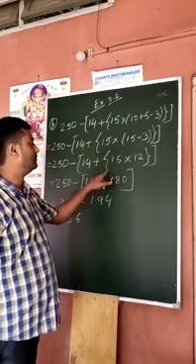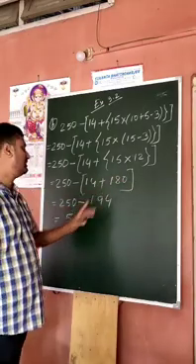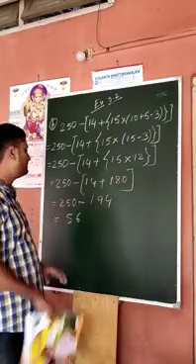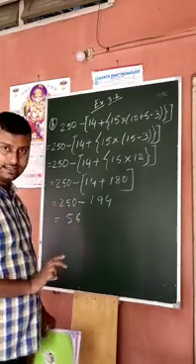Whenever you do the work, the brackets automatically remove. So 250 minus 14 plus 180 becomes 194. So 250 minus 194 becomes 56. Clear? I think all of you understand this.